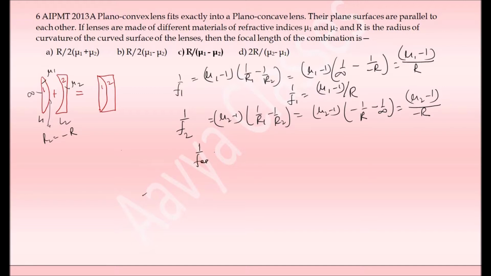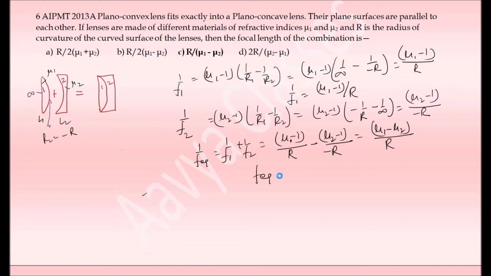So the focal length of the combination, 1 by f equivalent, is equal to 1 by f1 plus 1 by f2, and it is equal to (mu1 minus 1) divided by R minus (mu2 minus 1) divided by R. So it's (mu1 minus mu2). So f equivalent is equal to R divided by (mu1 minus mu2). So this is our answer: the focal length of the equivalent lens, or the focal length of the combination, is equal to R divided by (mu1 minus mu2).